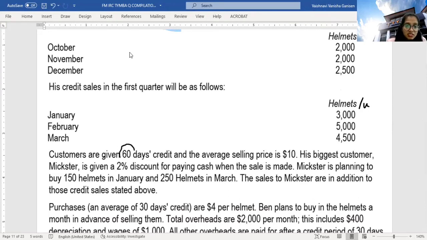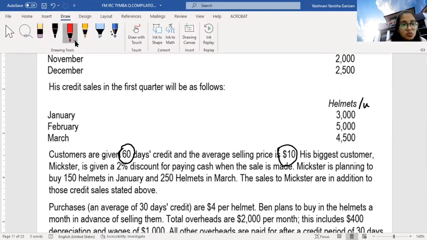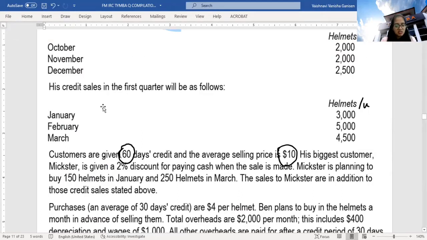Customers are given 60 days credit period and the average selling price is $10. Guys, I want you to be careful because the customer is given a 60-day credit period, okay? If the customer purchases in October, when will he make the payment? October, November, and December. So for October, the payment is made in December.